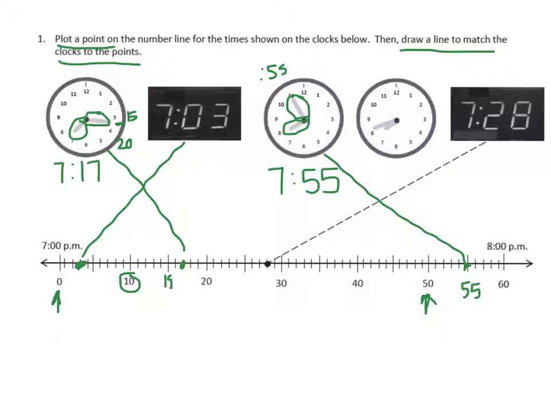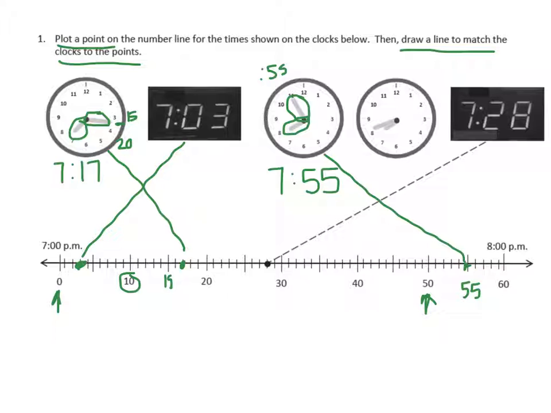Take a look at the next clock. What time is it showing? Figure out the time and then plot the point on the number line and draw a line from the point to the clock. Pause the video while you work and replay when you are ready.